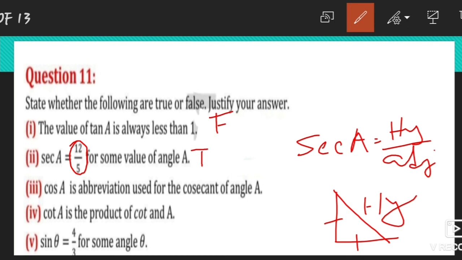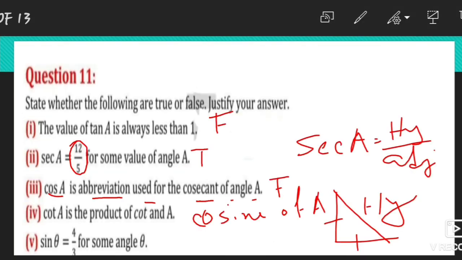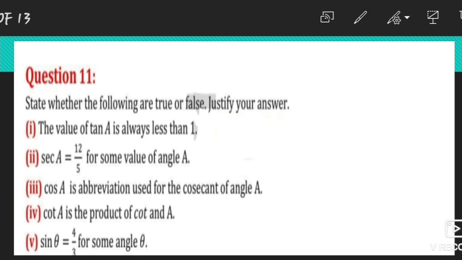Now the third one: cos A is the abbreviation used for the cosecant of angle A. This is totally wrong. Why? Because cos A is the abbreviation of cosine of A. So let's check the solution. It is false because cos A is used for cosine of angle A, not cosecant of angle A. Cosecant of angle A is represented by cosec A, not cos A.